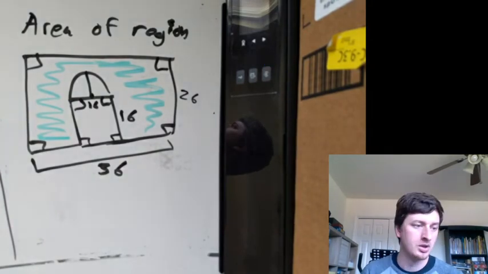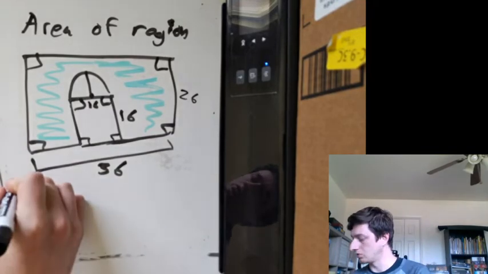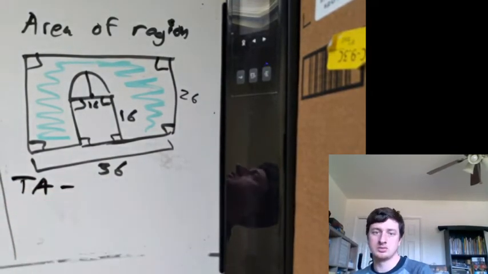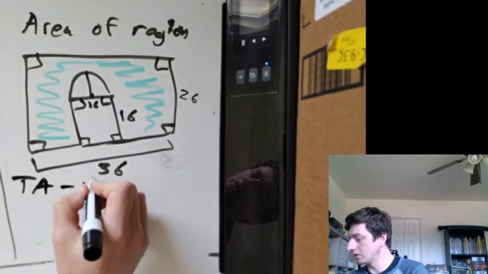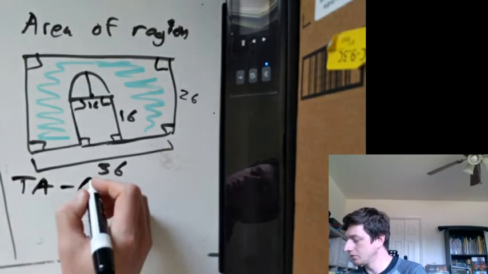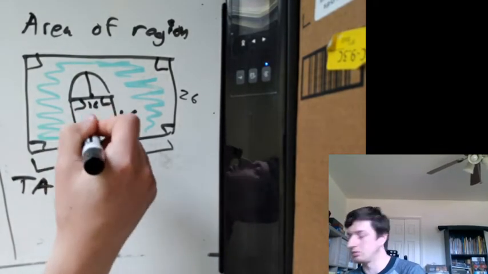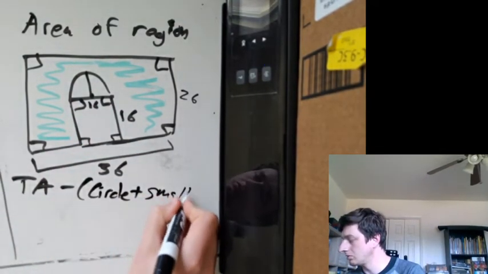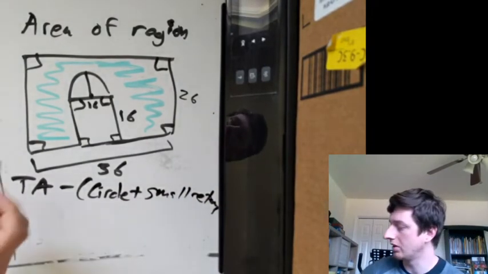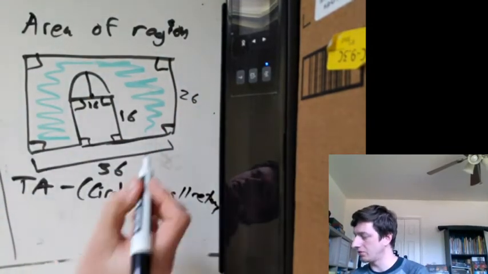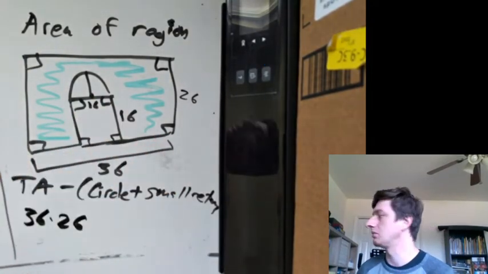Okay, so we need a couple things. We need the total area. So the total area minus the two areas combined, the circle plus the small rectangle. And by total area, I mean the big area. So this is going to be 36 times 26. So the whole space.